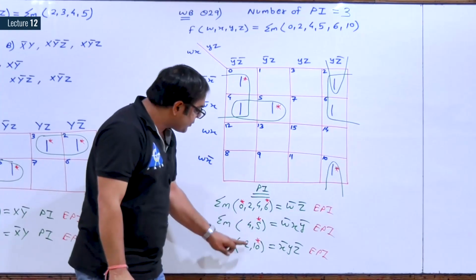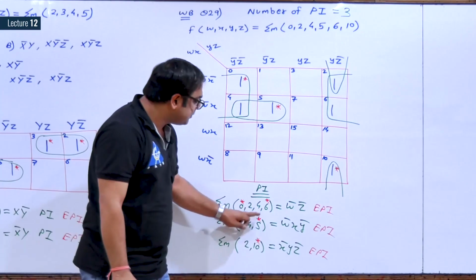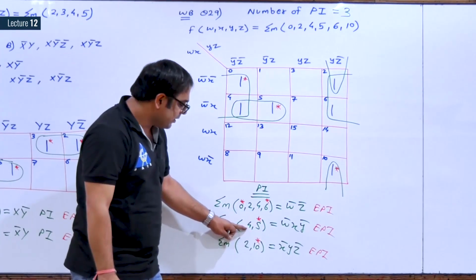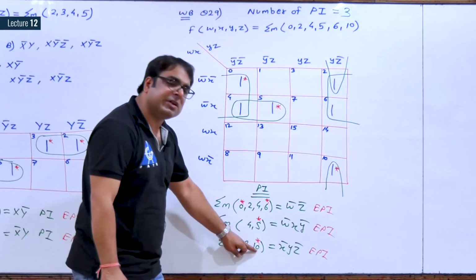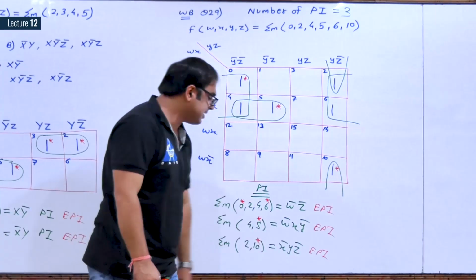Why not 2? Because 2 is appearing here. Why not 4? Because 4 is appearing here. So 10 is appearing only one time, so because of this, this is essential.